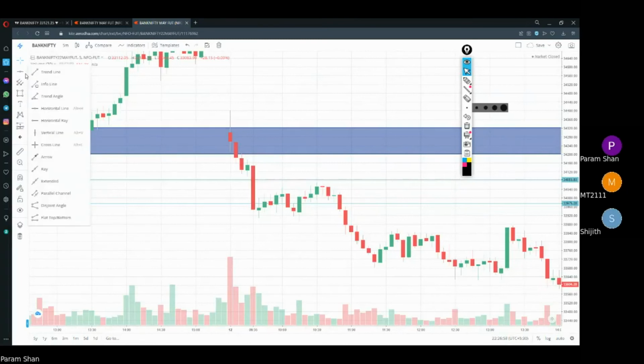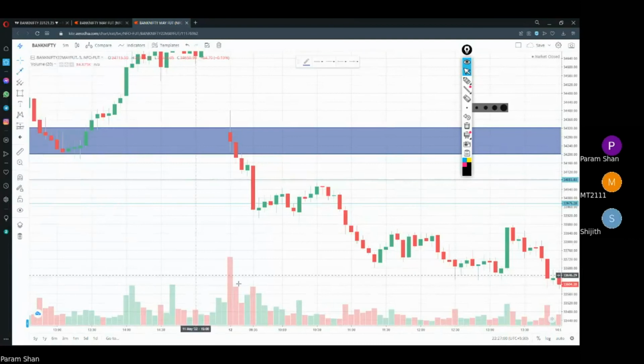Don't I have an arrow here? Yeah. So the first candle is where the volume generated. Okay, so this is where the volume generated, and also this is a nearby support zone, isn't it? So anything above here, I should consider this as bullish. Anything below, I should consider this as bearish. Correct? Yeah.